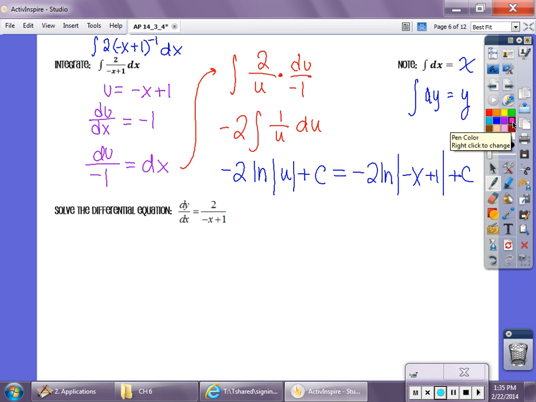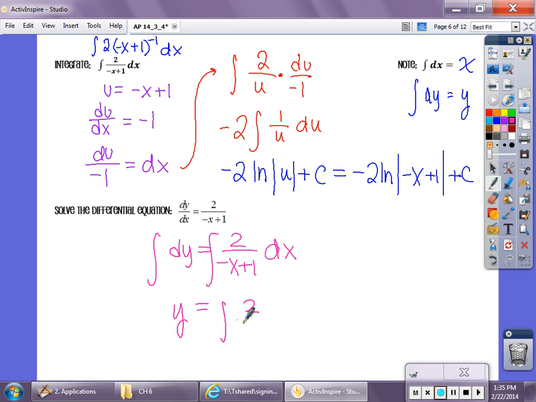All right, so down here now I say solve the differential equation. This will be a lot easier because we pretty much did the problem already. We're going to multiply the other side by dx. And then because of that, we can integrate both sides. I get y is equal to the integral of 2 over -x plus 1 dx, which we just did a second ago, so I'm not going to go through that process again. It's the same answer as above. So first, I'm just showing you how to move your dx over, and pretty much everything else is the same. We're just doing an integration problem.